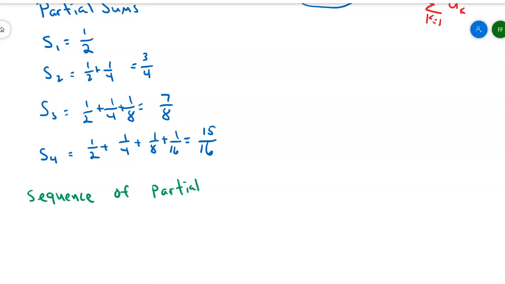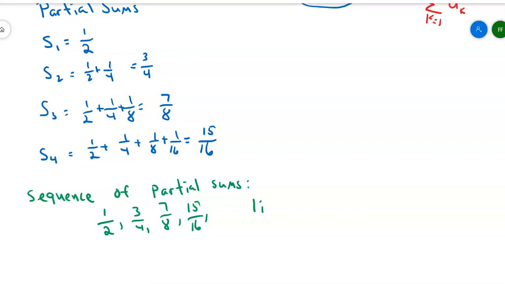And my question is, does this sequence approach a limit? So here's my sequence of partial sums: 1/2, 3/4, 7/8, 15/16. You might imagine the next one is going to be 31/32, 63/64, and so forth. Does this partial sum sequence approach a limit?